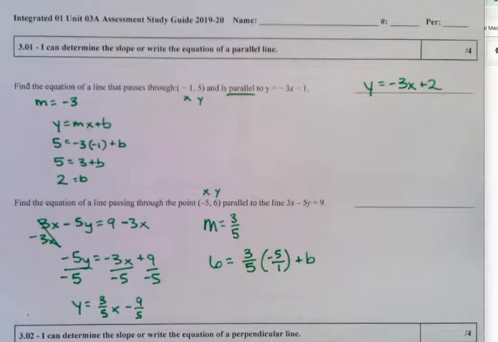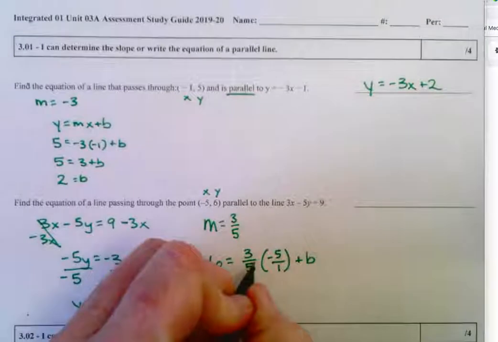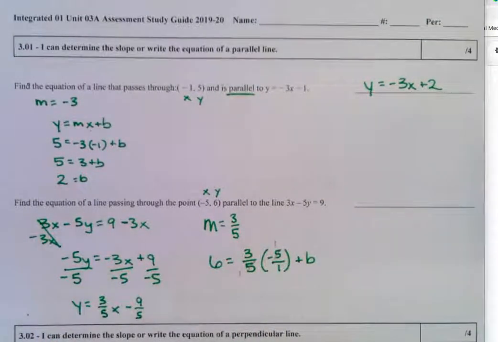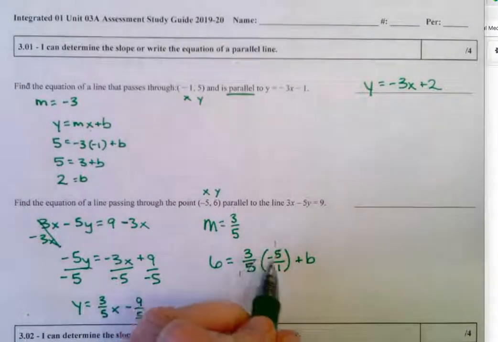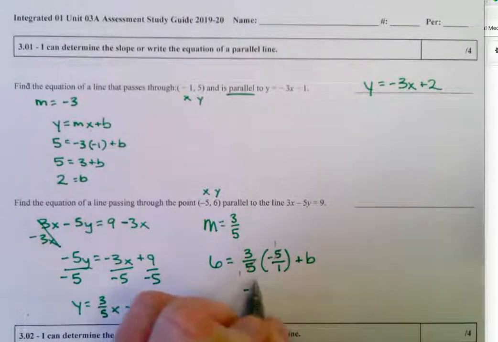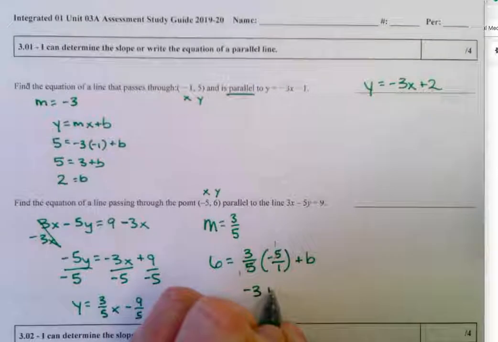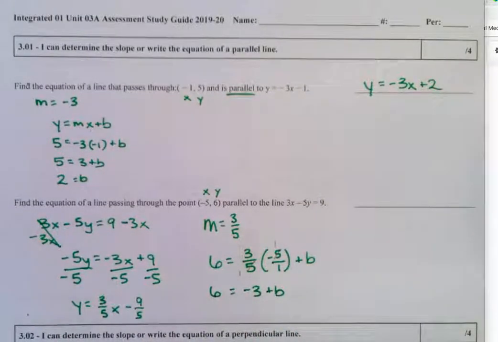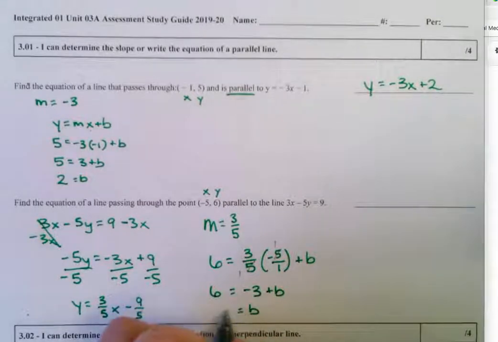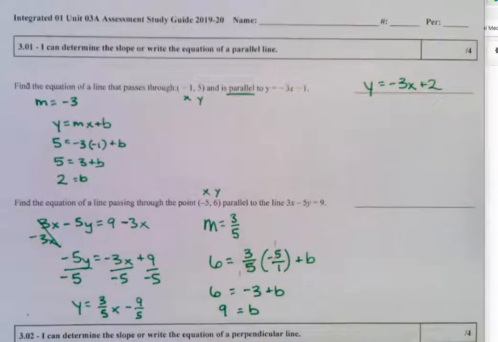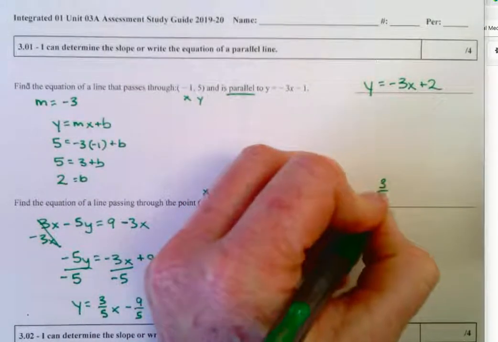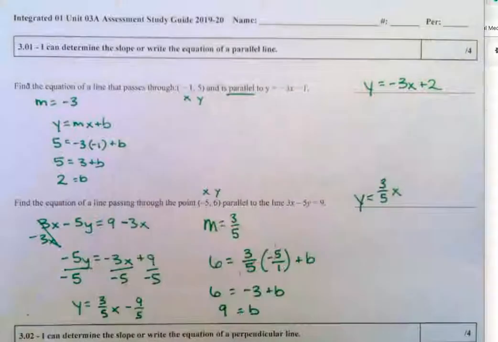I'll use a pencil so you can see. Divide this by 5, I get 1. Divide this by 5, I get negative 1. So I have 3 times a negative 1, which is negative 3. 1 times 1 is just 1. So my b is 9. So I have my slope and I have my y-intercept. Y equals 3/5 x plus 9.